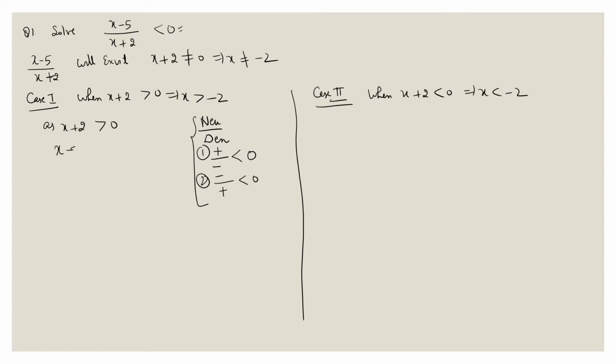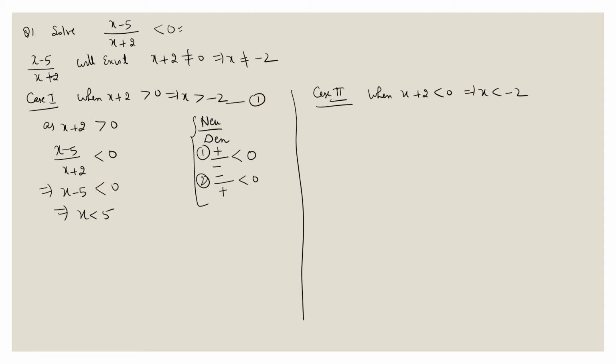Now as you can see, my x plus 2 is greater than 0, which is the denominator. So for my fraction to be less than 0, meaning it should be negative, it will be negative if my numerator has the opposite sign. So if the denominator is positive, then the numerator should be negative. That means what do I get? x is less than 5.